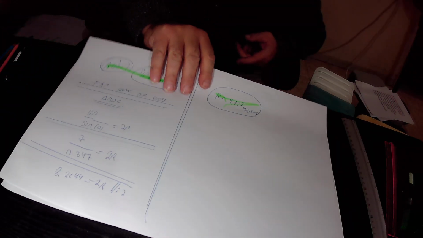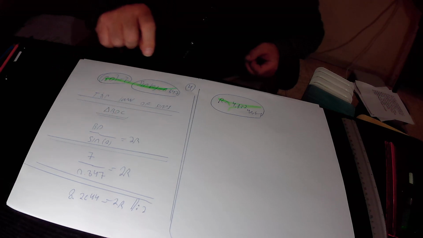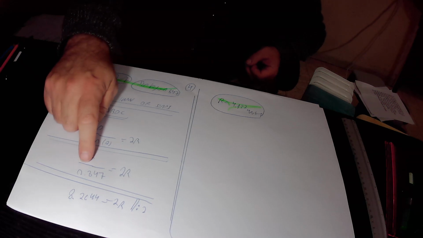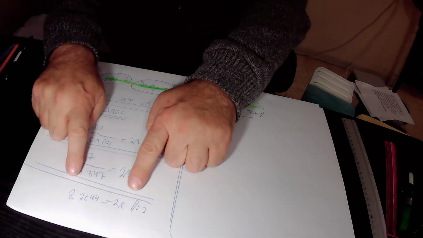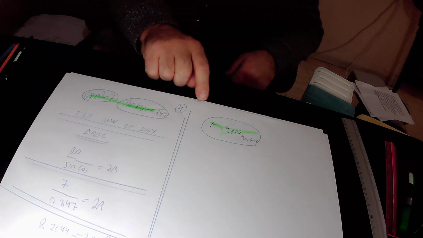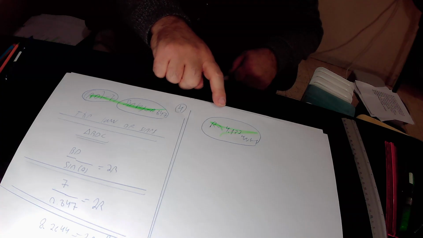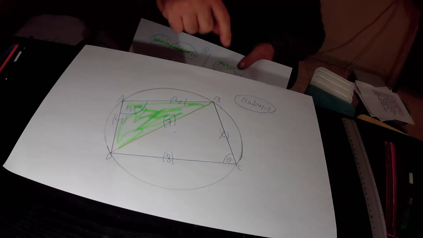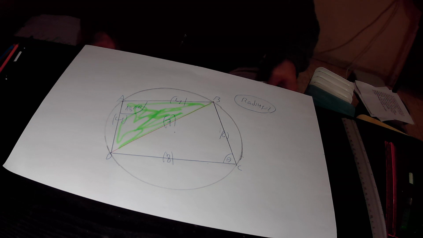So applying the law of sines in triangle BDC, we get BD over sine theta equals 2R. BD is 7, sine theta is 0.847. So 7 over 0.847 equals 8.2644, which equals 2R. Dividing by 2, we find that the radius R equals 8.2644 over 2, which is 4.132 units. So the radius of the circle that we are looking for in this question is 4.132 units.